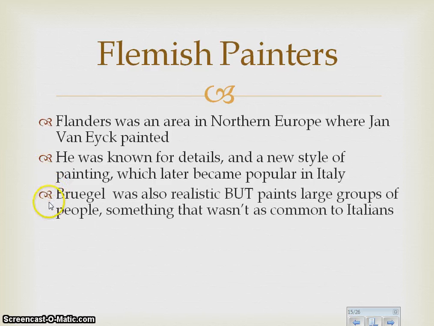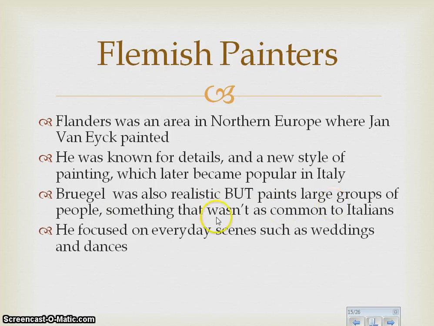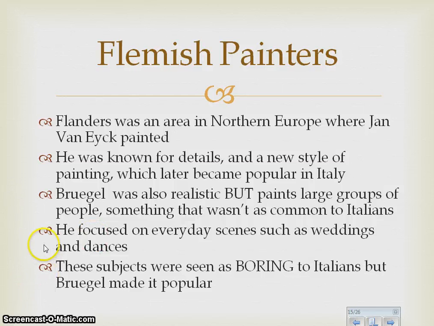We also have Bruegel. Bruegel, another Flemish painter, was realistic, but he is known for painting large groups of people. This was not as common in the Italian Renaissance. The other thing that Bruegel does is he focuses on everyday scenes, such as weddings and dances. Again, this is not something that is popular in Italian Renaissance. They actually thought that this would be a boring subject matter, but Bruegel is the one who makes it popular.